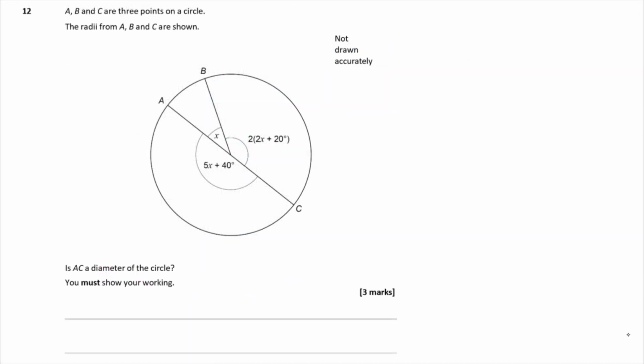Question 12. A, B and C are 3 points on a circle. The radii from A, B and C are shown. Is AC a diameter of the circle? You must show your working.